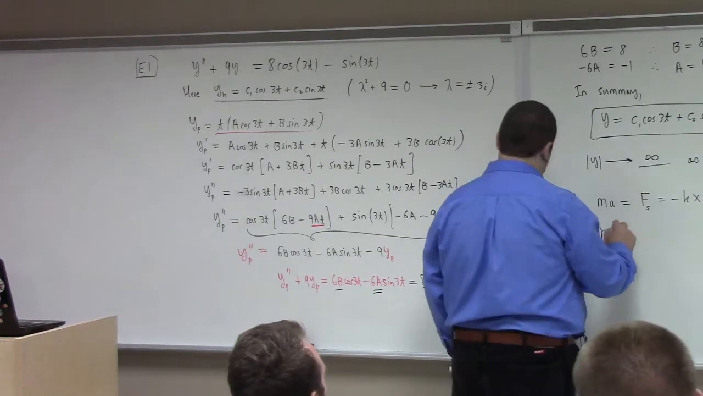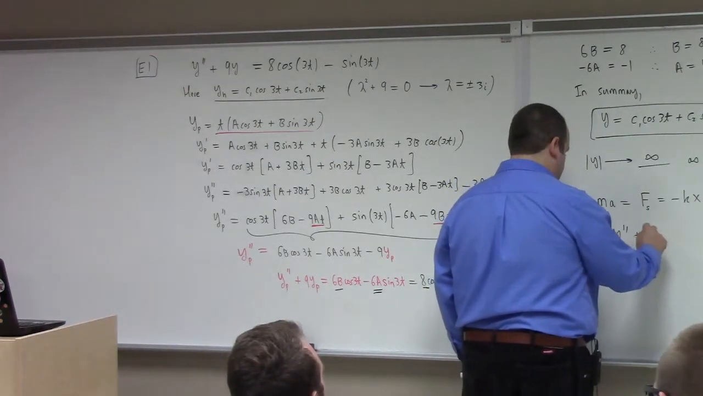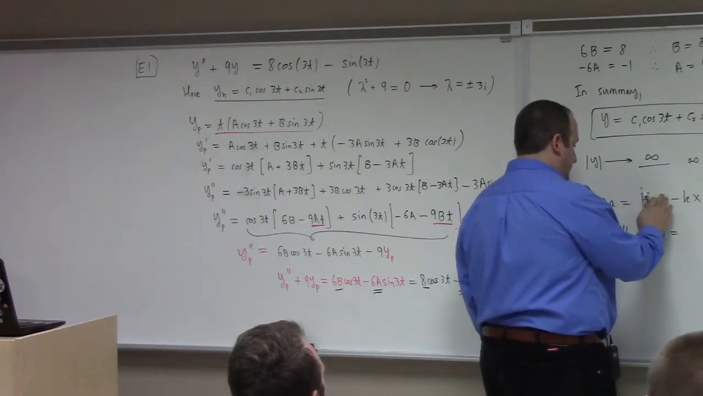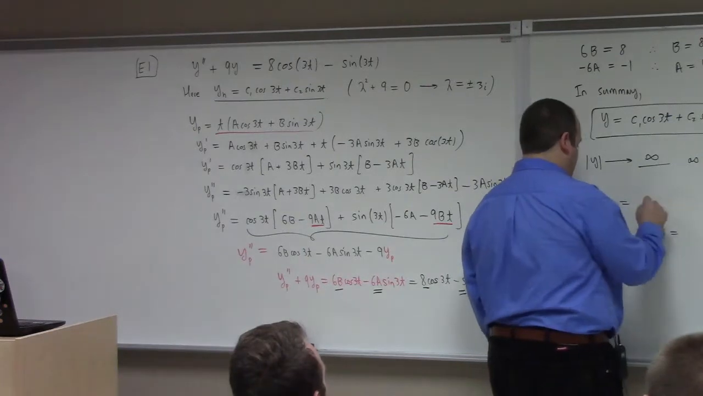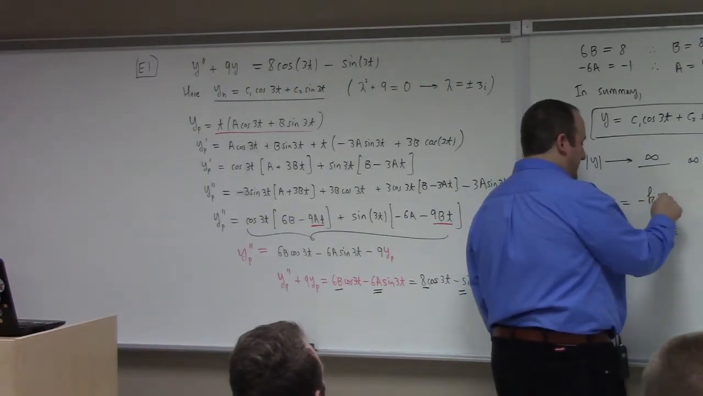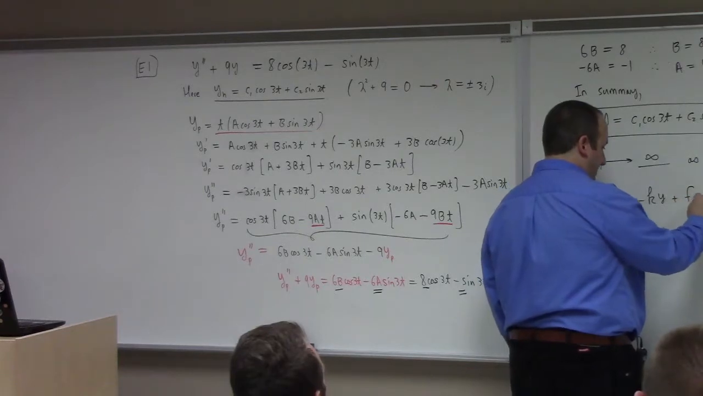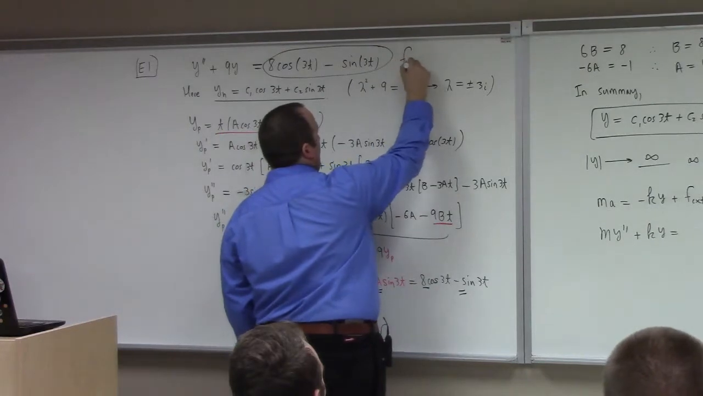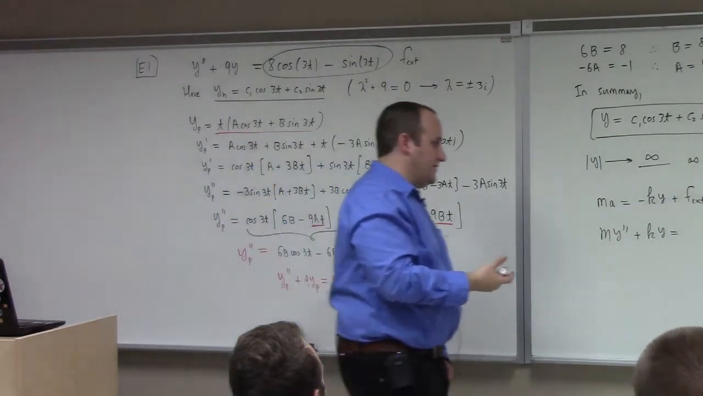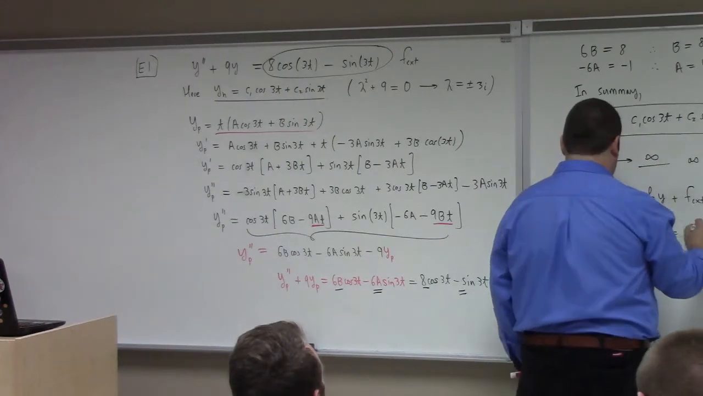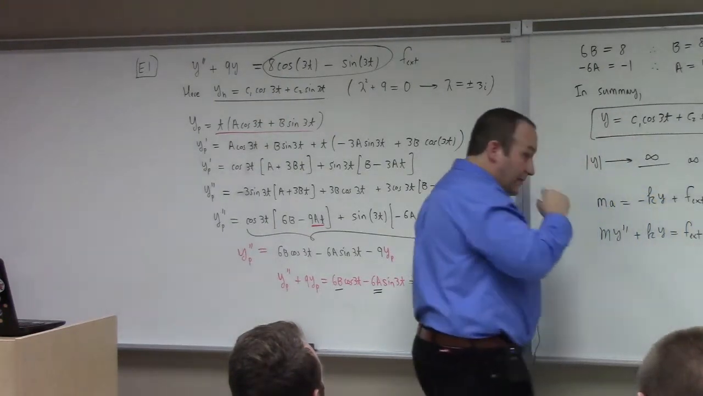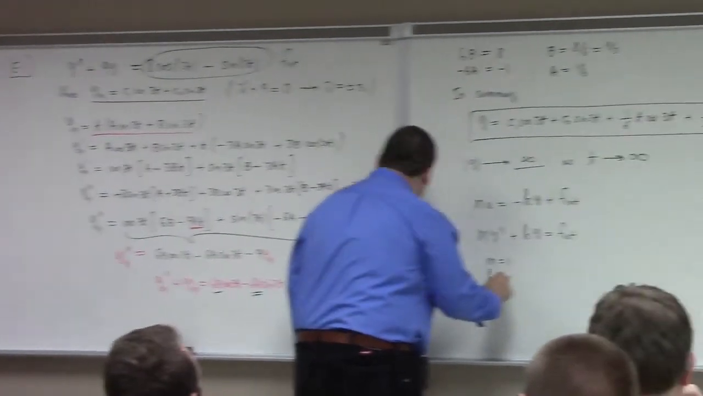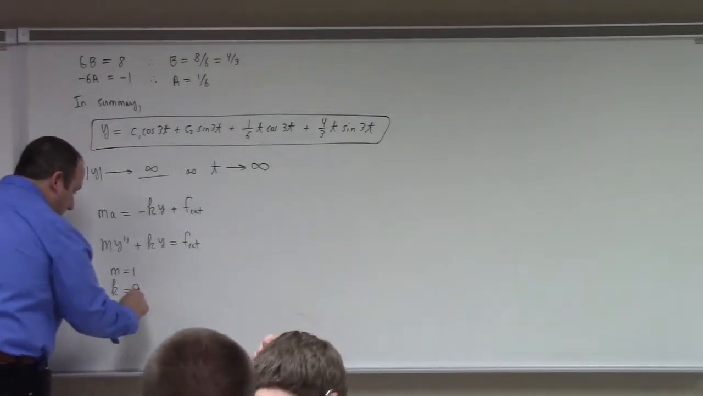So we got m y prime prime plus ky, but it's not quite that, right? There's also plus what? I probably shouldn't use x there. Minus ky plus an external force, right? The external force for us is this thing, the external force on the spring mass problem. Now here the mass is 1, and the spring constant k apparently is 9 for our problem.